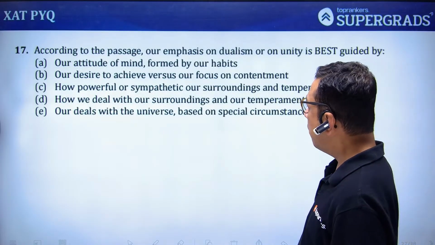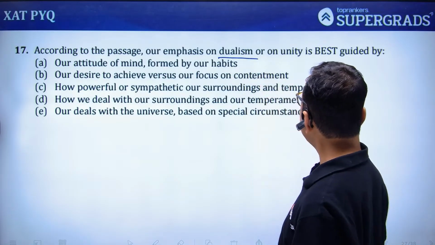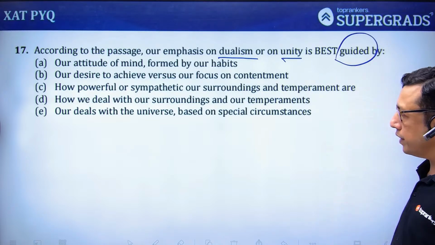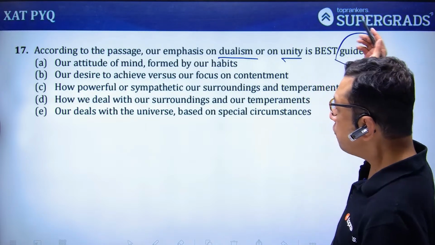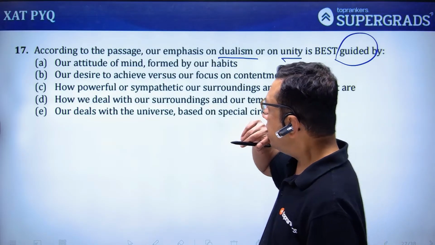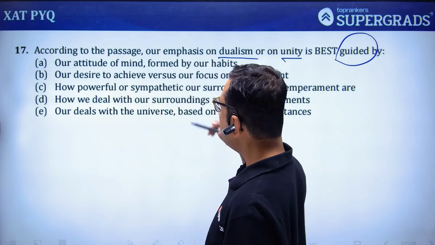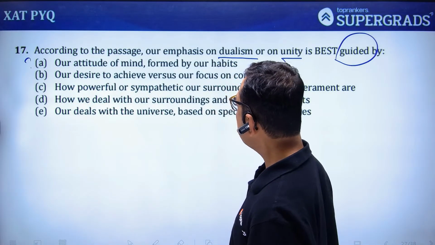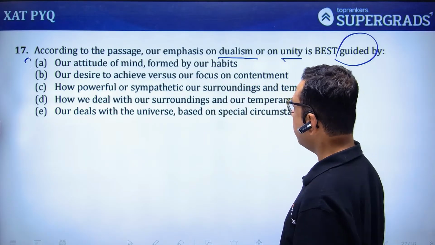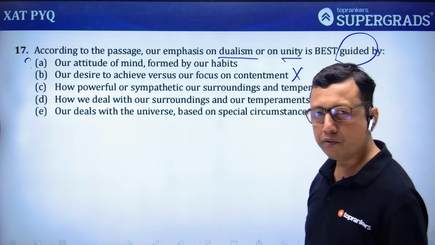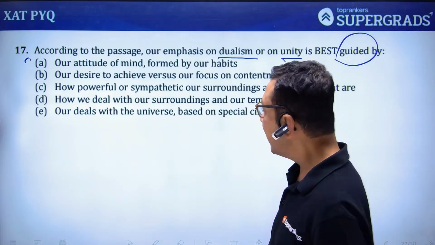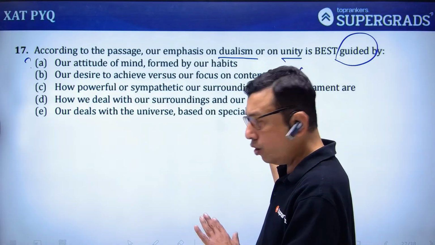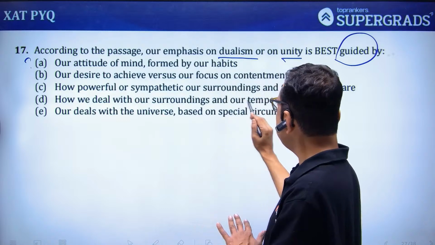According to the passage, our emphasis on dualism or on unity is best guided by, should read the question prompt very carefully, is best guided by what? Okay. Is it guided by the attitude of mind formed by our habits? Okay, questionable. Okay, let's put a question mark. Our desire to achieve versus our focus on contentment. This is clearly wrong. Nothing of this sort is mentioned in the passage. We've already seen how powerful or sympathetic our surroundings and temperament are.